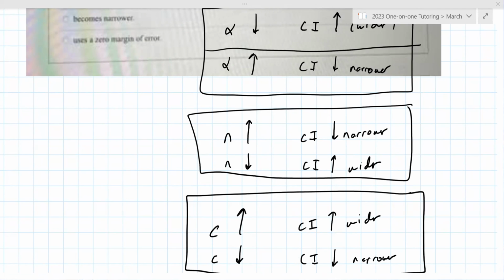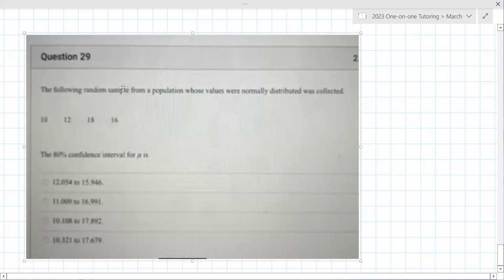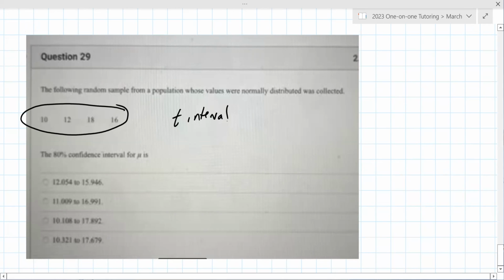Going to move on to 29. All right. 29 here. Okay, the following random sample from a population whose values were normally distributed was collected. The 80% confidence interval for mu is, so I'm fairly certain this is a t interval. Now, I would like to have some more information to know that. You're sampling from a population, but what you don't know is you don't know sigma.